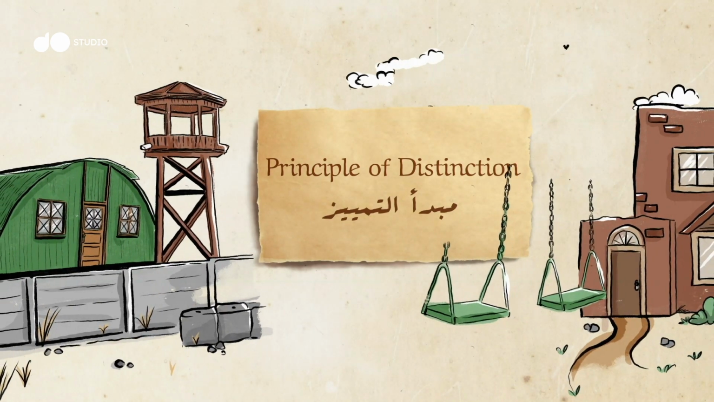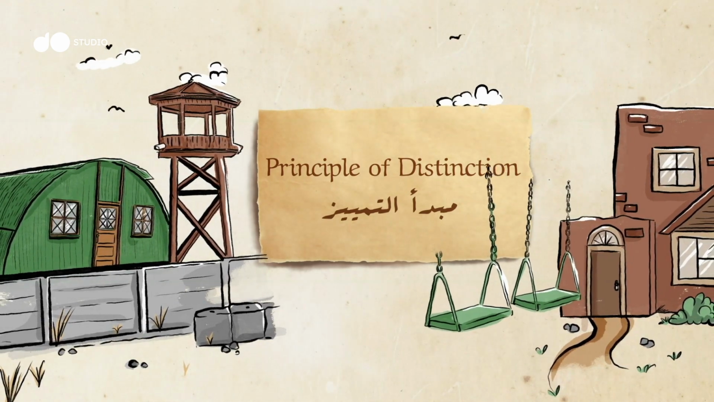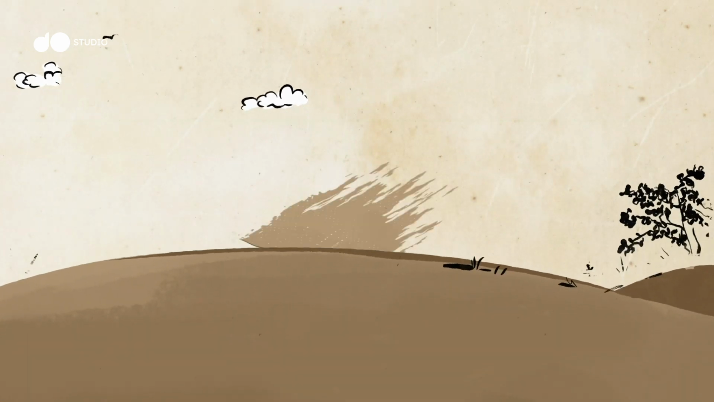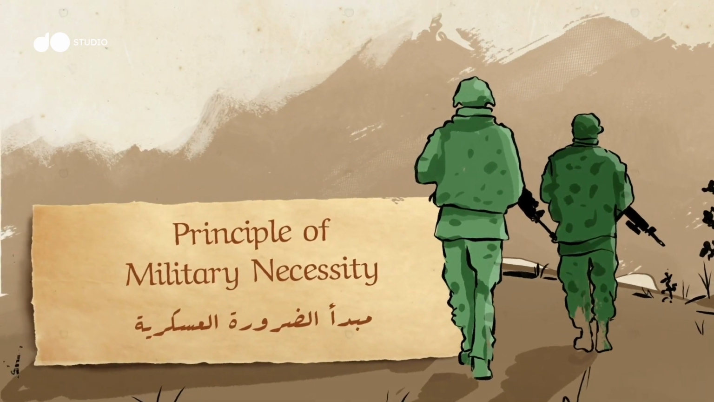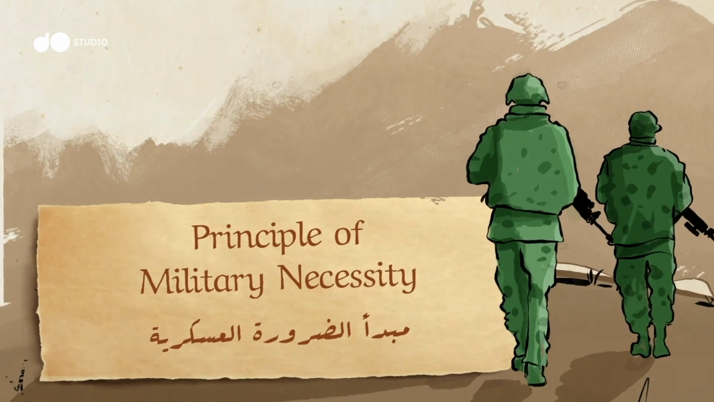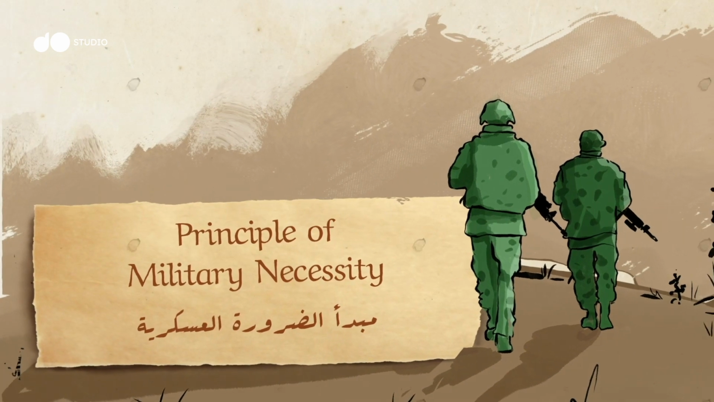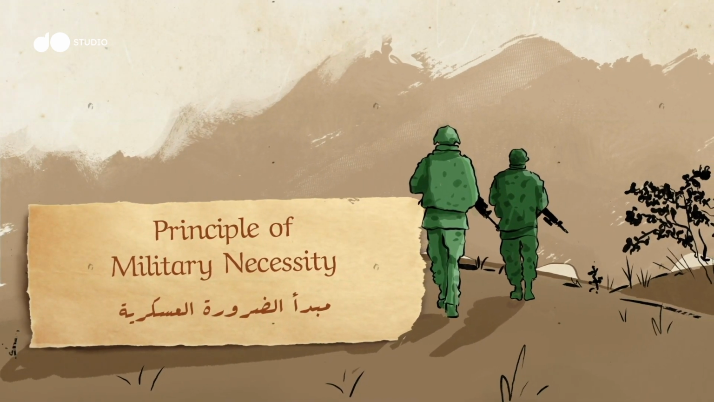distinguish in their conduct of hostilities between combatants and non-combatants and civilian objects and military objectives. The third is the principle of military necessity. This principle allows actions that are necessary to achieve a legitimate military goal, taking into account the restrictions imposed by other principles, which strike a balance between military goals and humanitarian necessities and considerations.